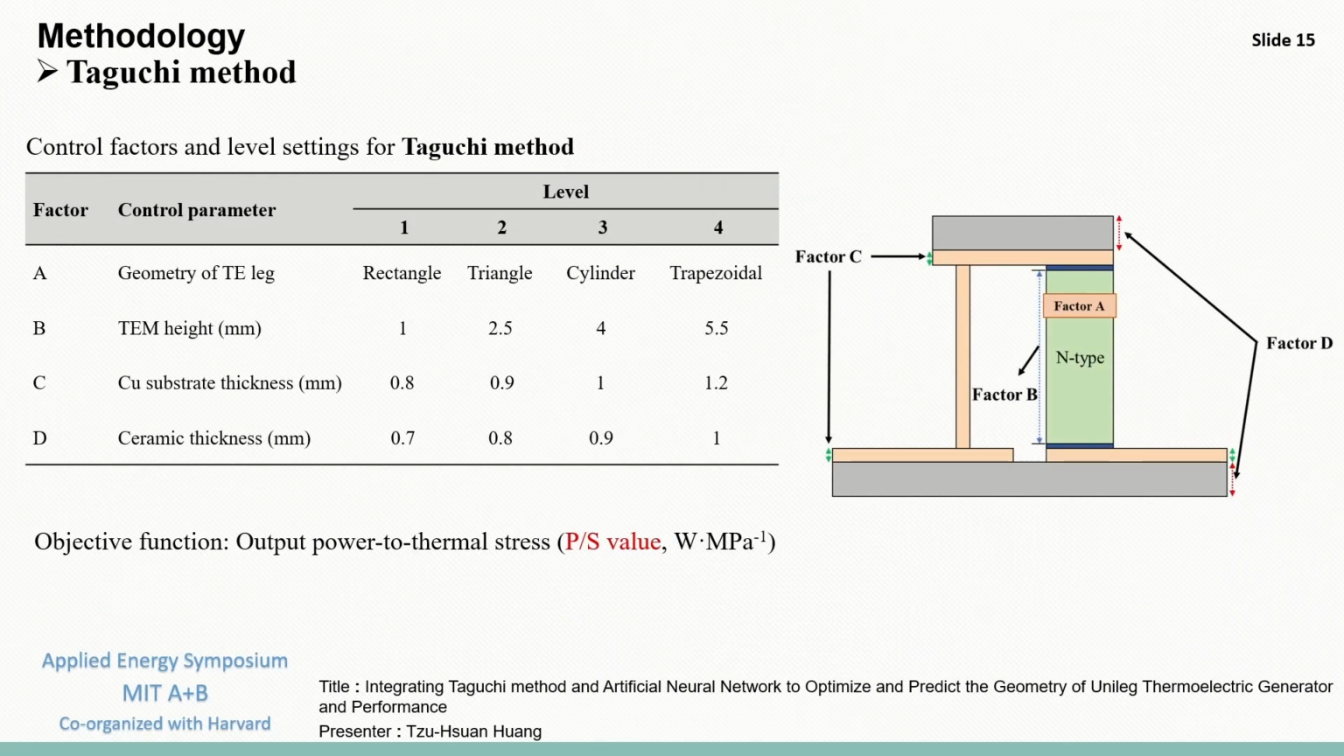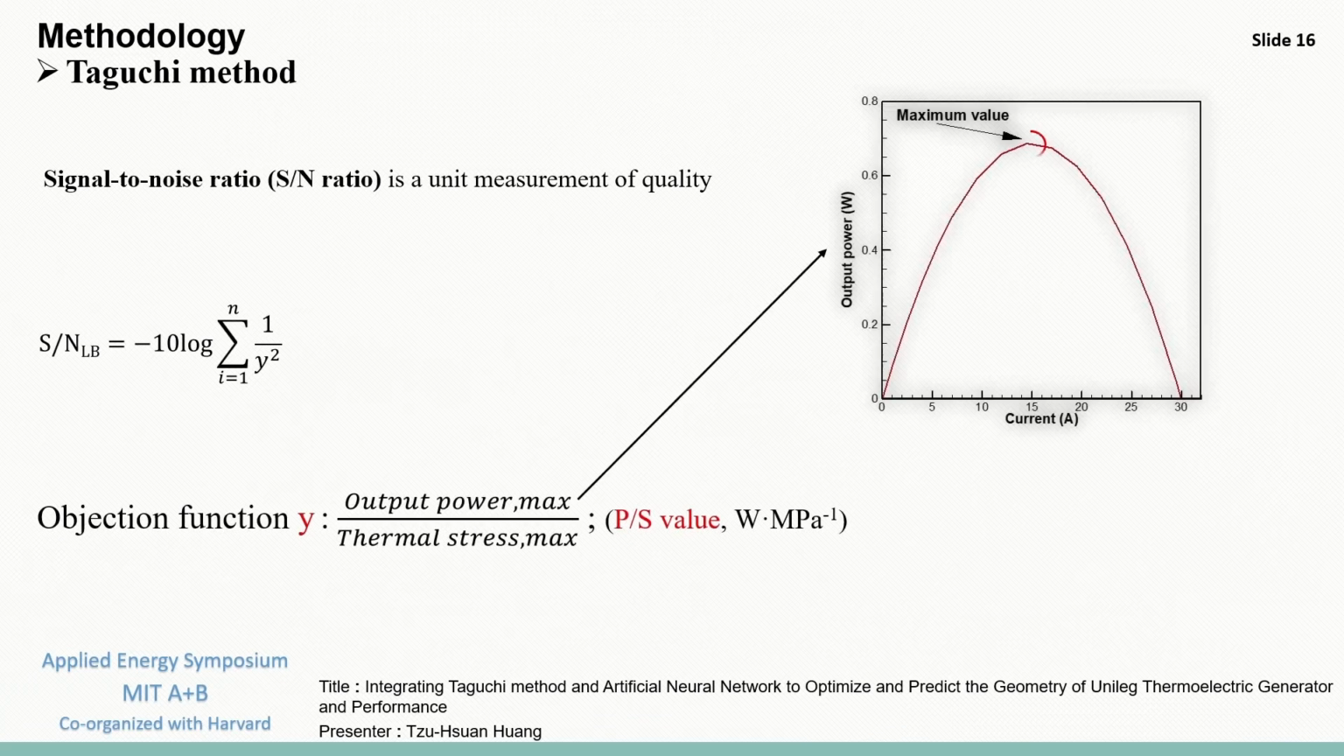For the Taguchi method, this study has four factors: A, geometry of the TEG leg; B, TEG height; C, copper substrate thickness; and D, ceramic thickness. And the objective function is the power-stress ratio, to simultaneously maximize the power generation and minimize the thermal stress of the unileg TEG. This study combined the Taguchi method and ANOVA to design the TEG, and a new objective function of the output power to thermal stress ratio is conducted to find its maximum value.